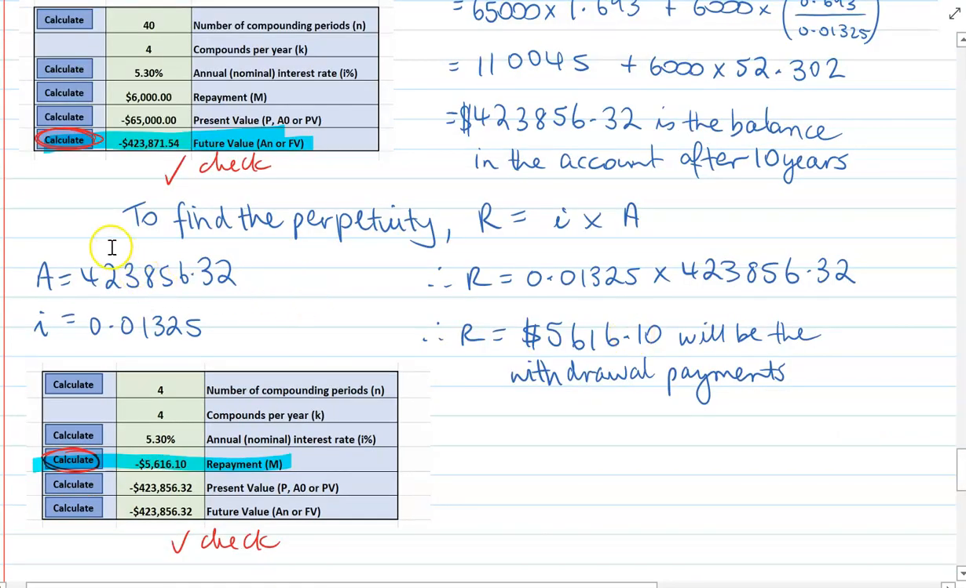Moving on to the second part of the question, in order to find the perpetuity during the withdrawal phase, we simply just substitute in our known balance and known decimal interest rate, and that gives us a perpetuity for Bob of $5,616.10 that it could make every month in order to maintain that balance over time.